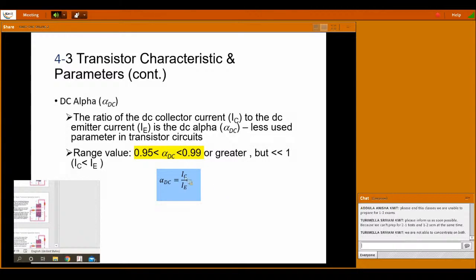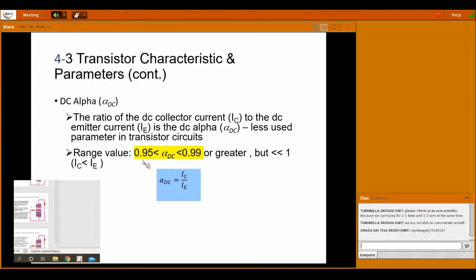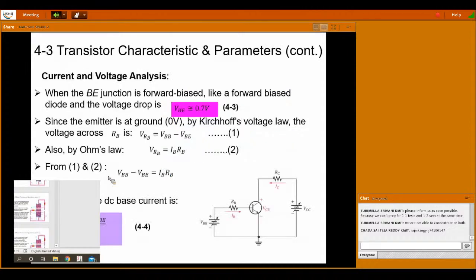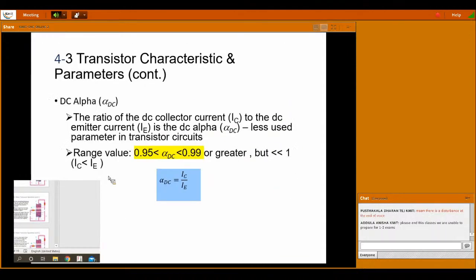Hence, if I have this equation IC by IE, then the range of alpha DC must be between 0.95 to approximately 1, about 0.99. As IC is less than IE, alpha DC is equal to 0.95 to 0.99. So this is your alpha DC in common base configuration. Current gain in common base is denoted with alpha. Current gain in common emitter is denoted with beta.